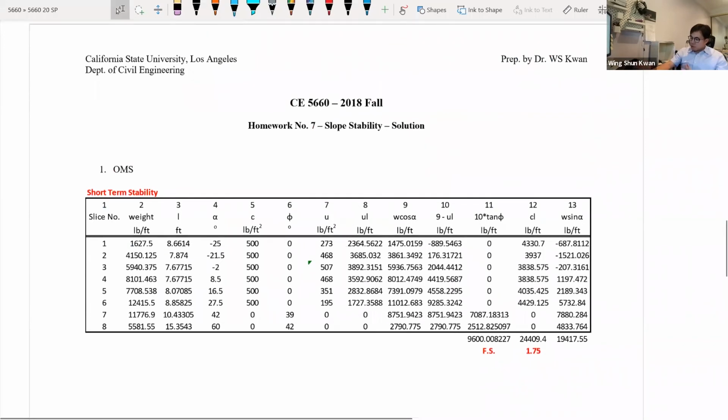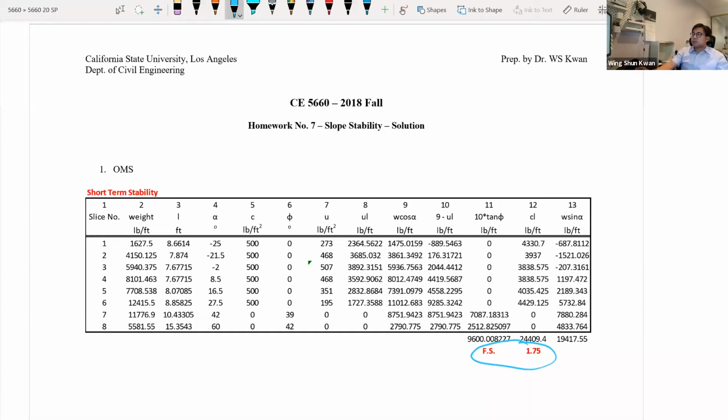So I'll also give you the solutions of the example homework, so you can calculate. Pretty much, this is the same table you have in your lecture notes or handouts. This time I have an X number of slices, and for each slice I walk through all the columns, and at the end of the day, I can calculate the final factor of safety with this program right there. So any questions? This is OMS.